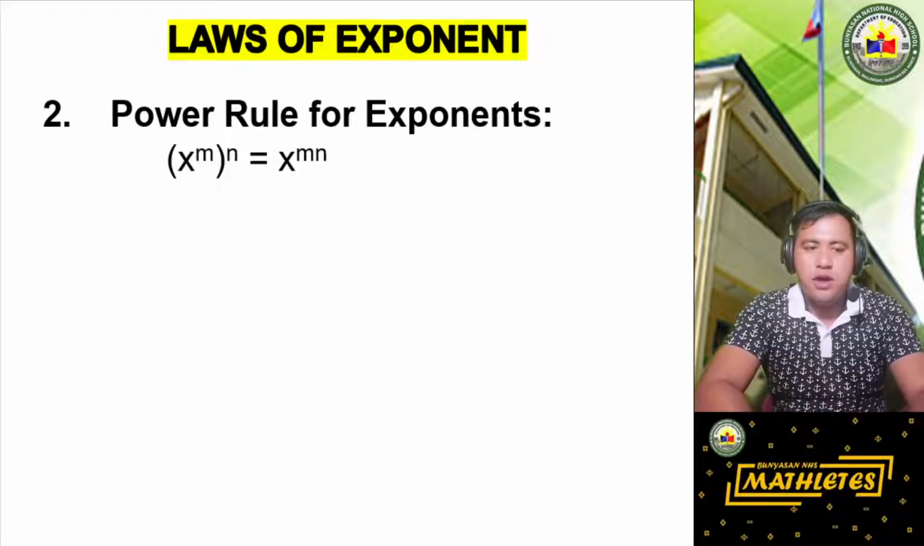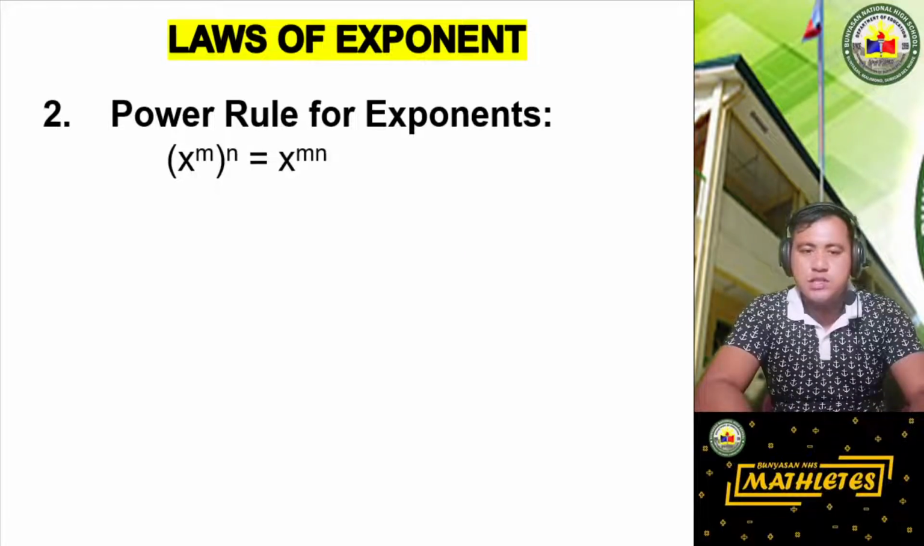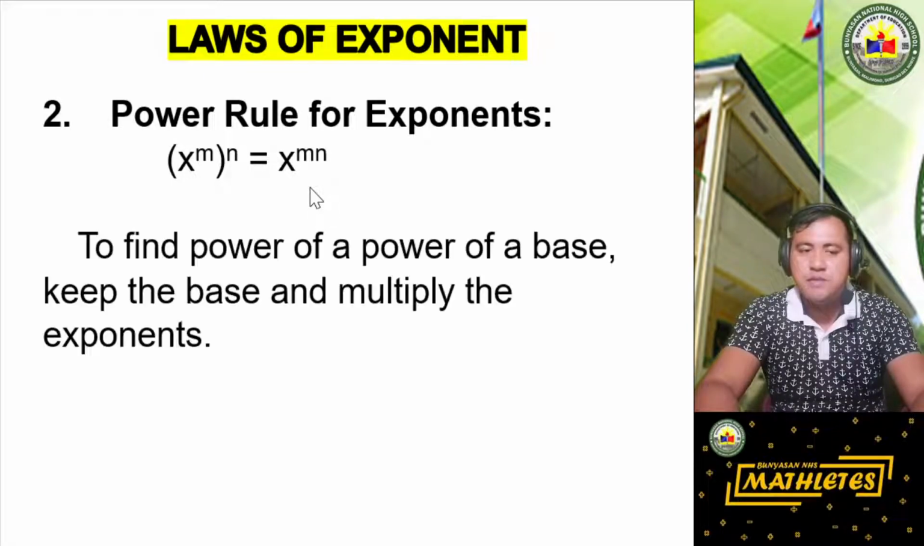Second rule, we have the power rule for exponents. That is the quantity x to the power of m raised to the power of n. In other books, this is what we call power of a power. That is equal to x to the power of m times n. So, to find the power of a power, keep the base and multiply the exponents.